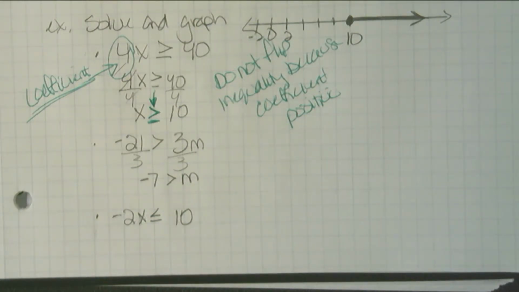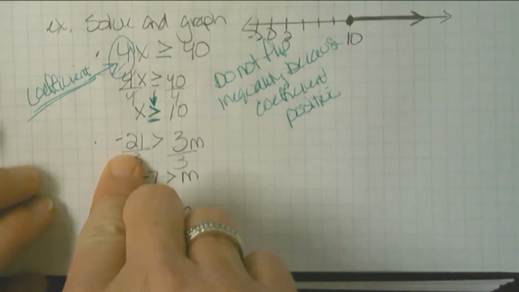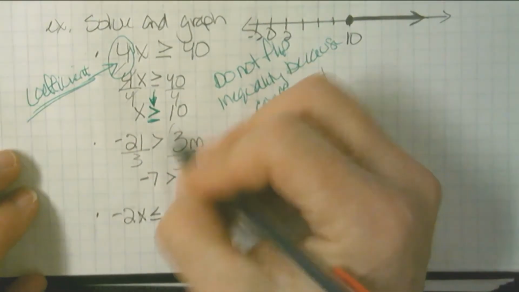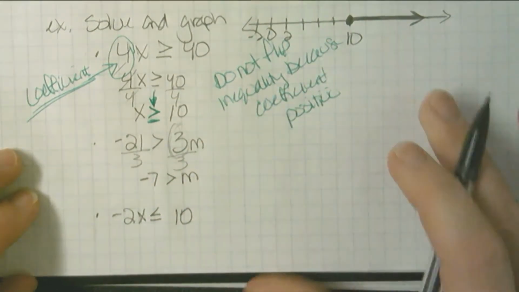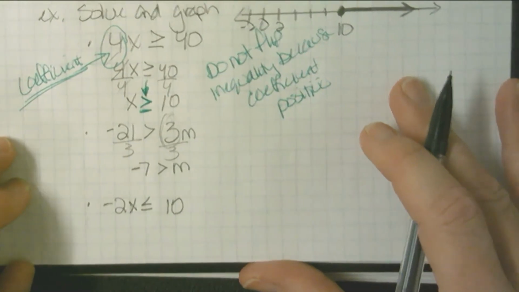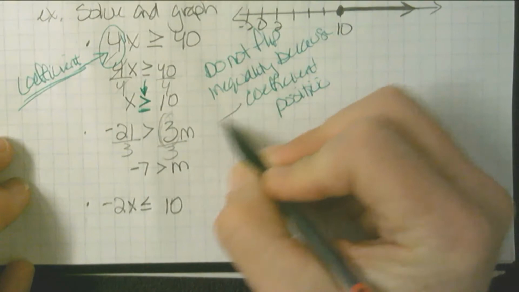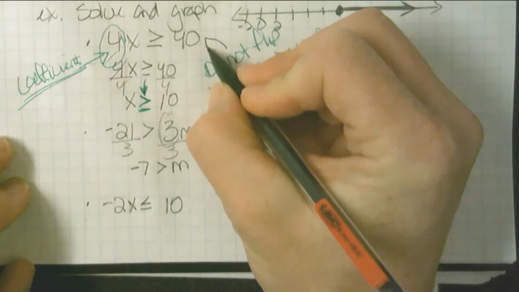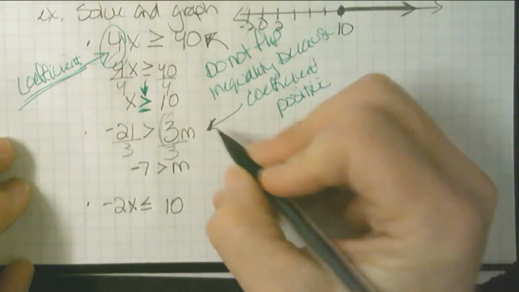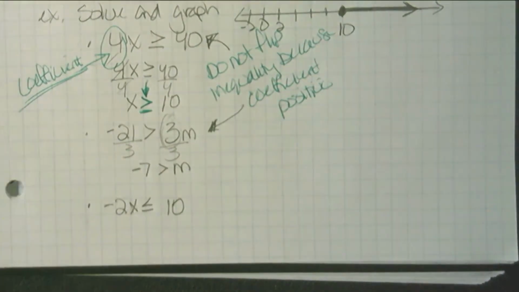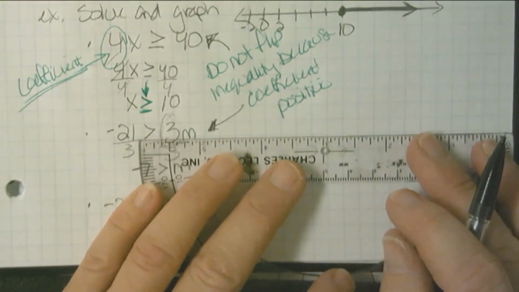Emerson? Yeah, the coefficient's not negative, right? The negative 21 is negative, but the coefficient is not negative. It is positive, so do not flip it. You have to be able to explain that, you guys. So on this one, the coefficient is not negative either. So I'm going to do an arrow to both of those because the coefficients are not negative. All right, so, Mateo, do you want to graph that for us?